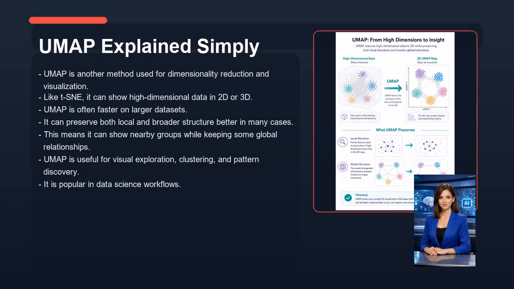UMAP is another method used for dimensionality reduction and visualization. Like t-SNE, it can show high-dimensional data in 2D or 3D. UMAP is often faster on larger datasets. It can preserve both local and broader structure better in many cases. This means it can show nearby groups while keeping some global relationships. UMAP is useful for visual exploration, clustering, and pattern discovery. It is popular in data science workflows.